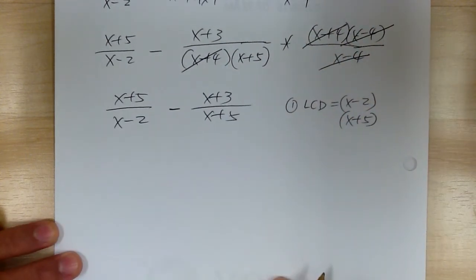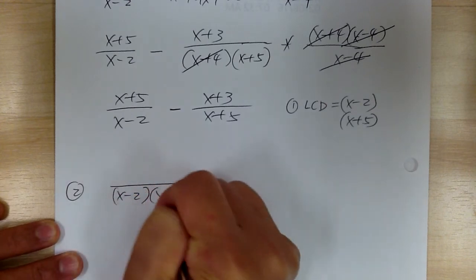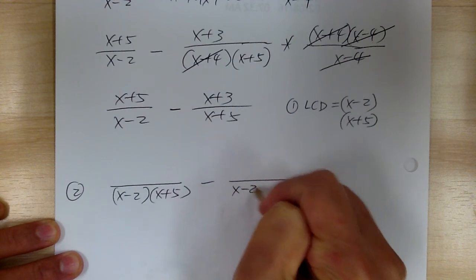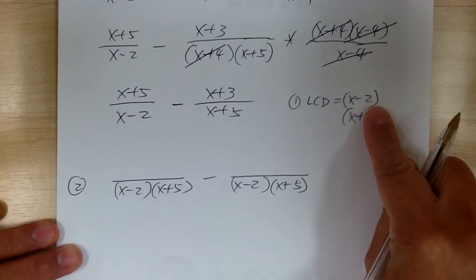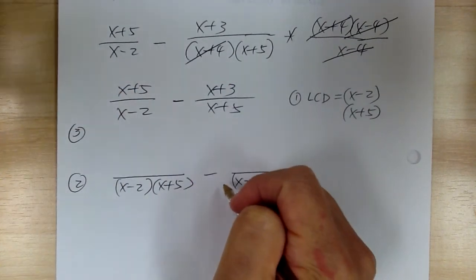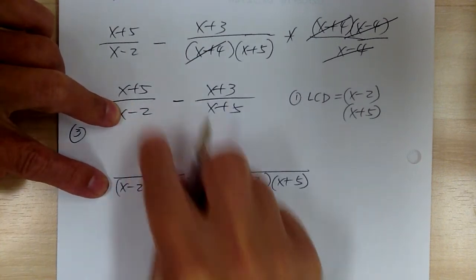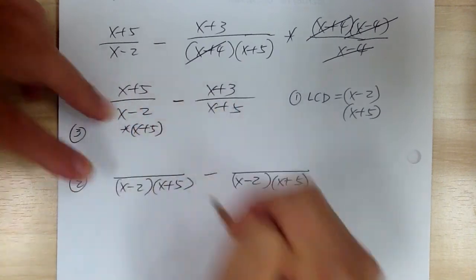Step 1. So step 2, get your LCD ready. Again, every problem, same steps. So step 1, get your LCD. Step 2, get it on the bottom. Step 3, figure out what you're missing. So you have this one, so you're missing this one, right? To get the bottom, compare the bottom. So you need to get x plus 5.